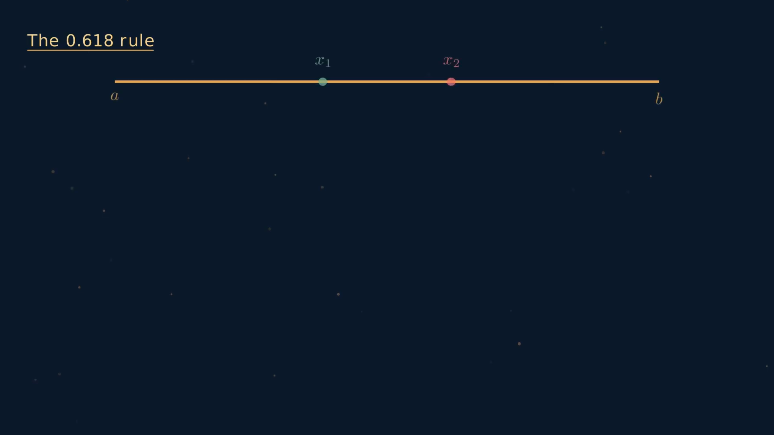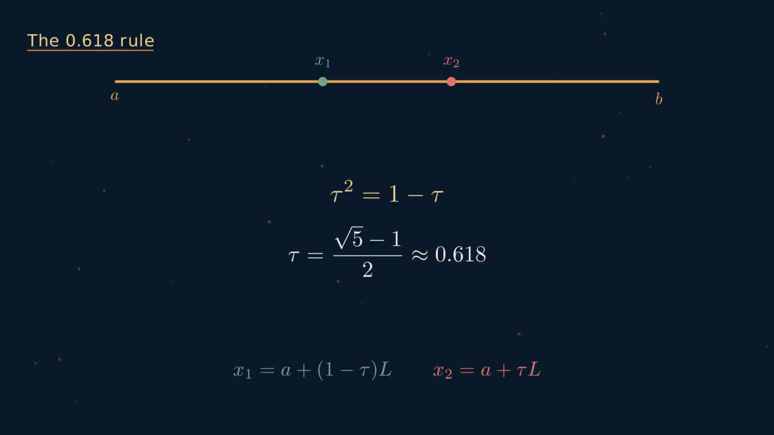We want a ratio that repeats itself forever. Cut the interval at two symmetric spots and demand that the surviving piece look exactly like the original, just smaller. That self-similarity gives one small equation. Tau squared equals 1 minus tau. Solve it and out drops the golden ratio, 0.618, the same number that shows up in spirals, sunflowers and architecture. The two probes then sit at 38.2% and 61.8% of the way across, measured from the left end.